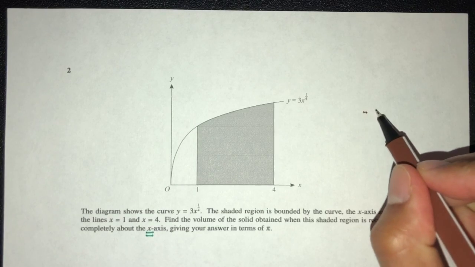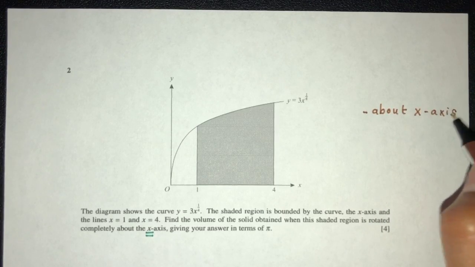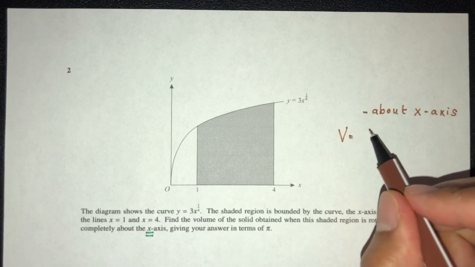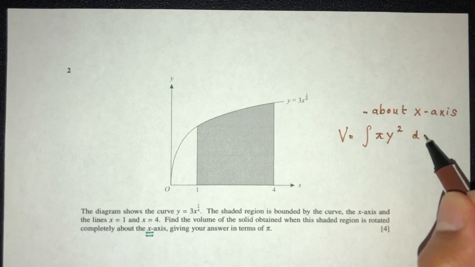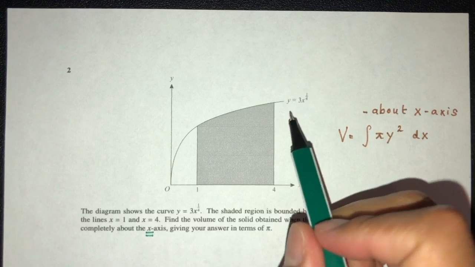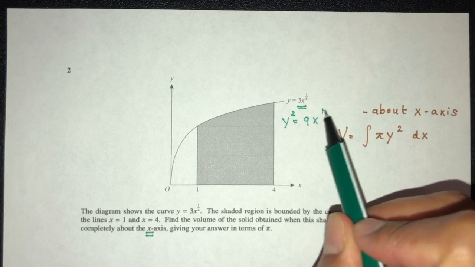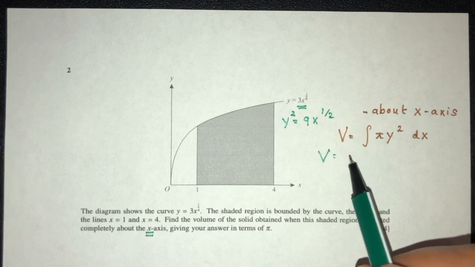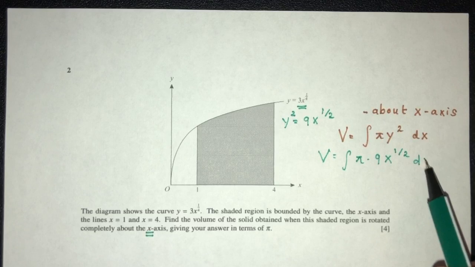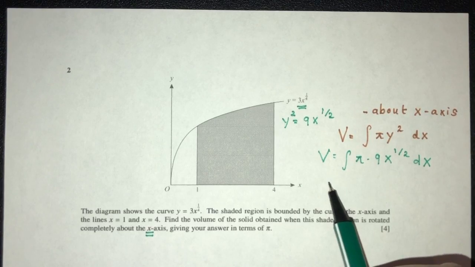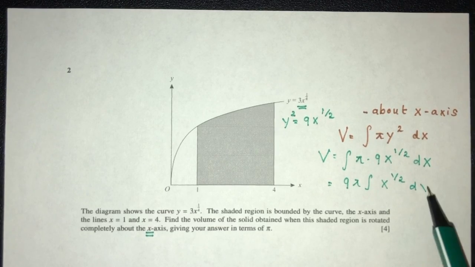When we perform a rotation about the x-axis, we just use a formula, which is volume equal to the integration of y squared with respect to dx, if it is x. Now, we know y is equal to this. What is y squared? Pretty easy. Just square, you will have 9x to the power of 1 over 2. So the volume will be pi times the integral of 9x to the power of half dx.